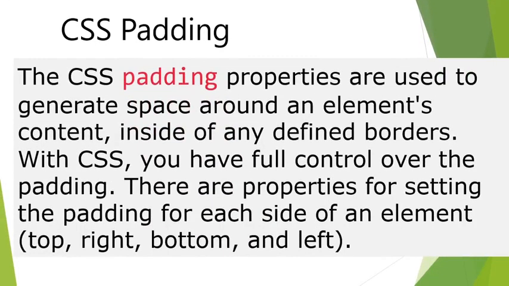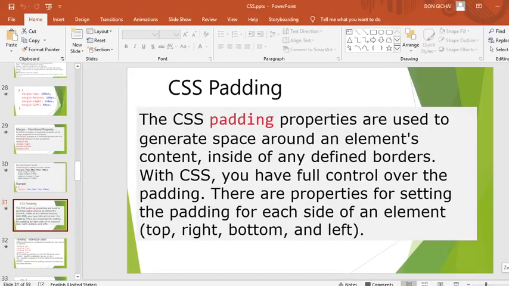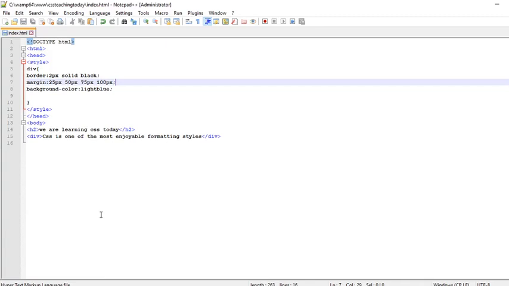Now, the CSS padding properties are used to generate space around an element's content, inside of any defined borders. With CSS, you have full control over the padding. There are properties for setting the padding for each side of an element: top, right, bottom, and left. Therefore, padding is generating space around the element. Let's do a bit of padding and see how padding works.